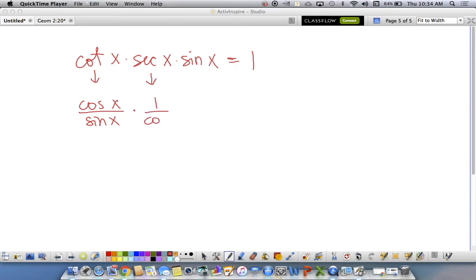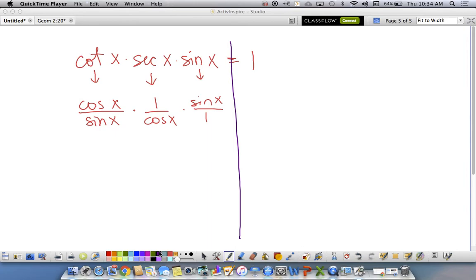1 over cosine x. What about sine? If it's already in terms of sine or cosine, don't rewrite it. It is simply sine x. If you want to put it over 1, that's great. But there should be a line here, and there should never be equal signs. We can put a line through the equal sign, don't write them.